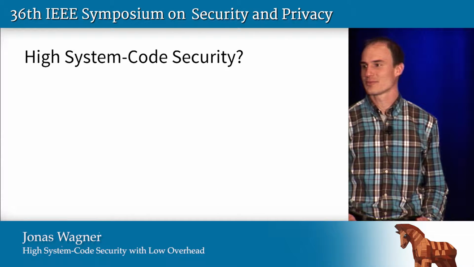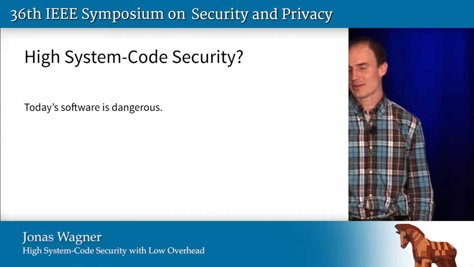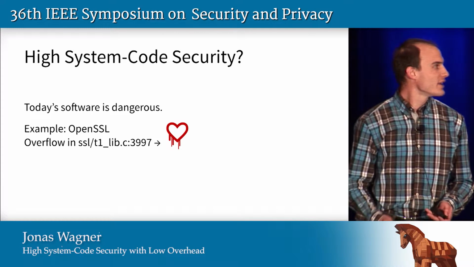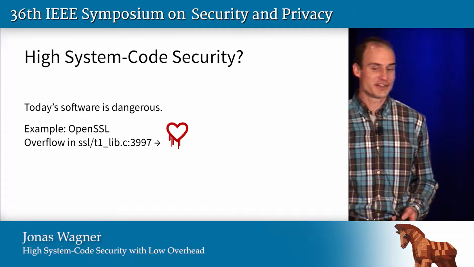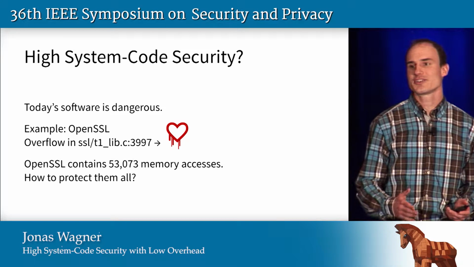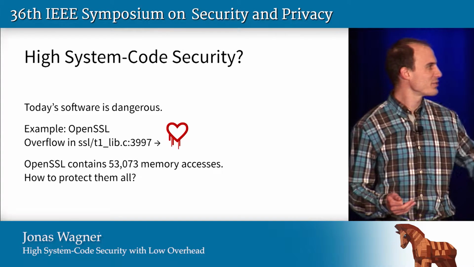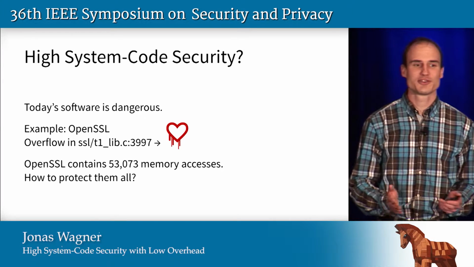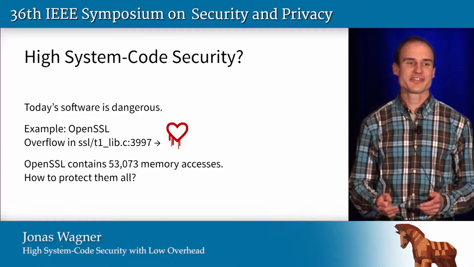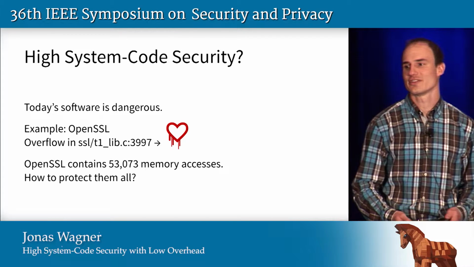We are interested in high system code security because we use a lot of systems code and it's dangerous. For example, a single memory access that goes wrong can have dramatic consequences, like in the case of OpenSSL about a year ago. And this was a single memory access, but there are literally tens of thousands of memory accesses in OpenSSL. And we've heard about this buffer overflow way too much. We would like to move to more interesting research like the SSL research from yesterday. So is there a way to, once and for all, get rid of all these problems with memory accesses and other low-level issues?